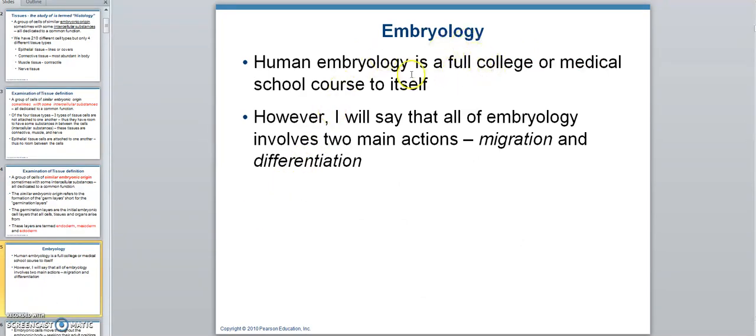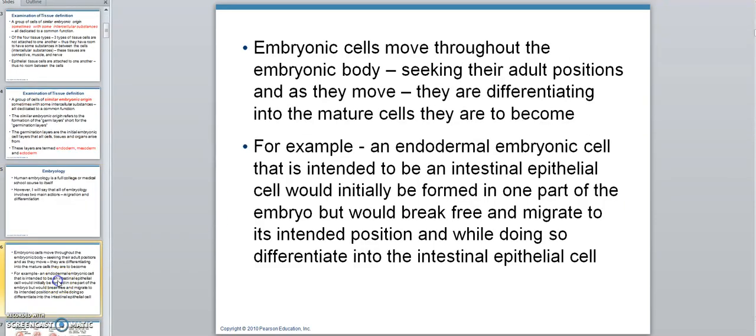Now, embryology is a full college or medical school course to itself. In college, it would be like a 3rd or 4th year course. However, I'm going to subsume embryology into 2 things primarily. Migration and differentiation. Okay? I'm going to say embryonic cells move throughout the embryonic body, seeking their adult positions as they move. As they move, they're differentiating.